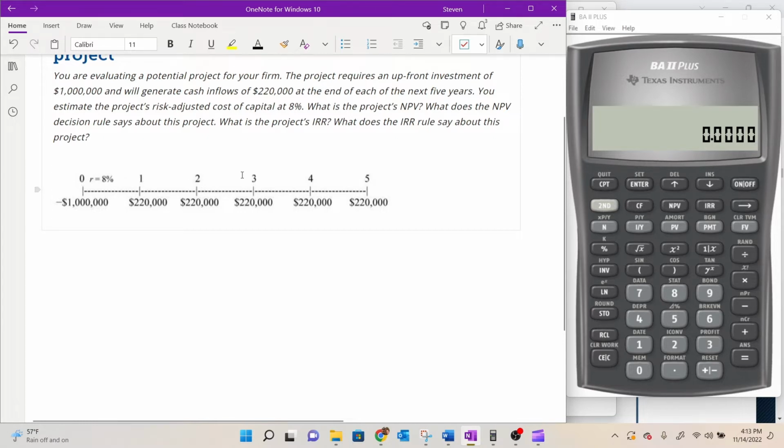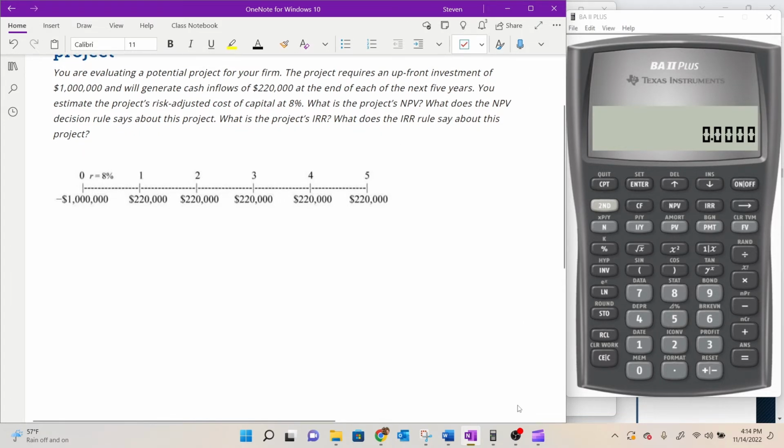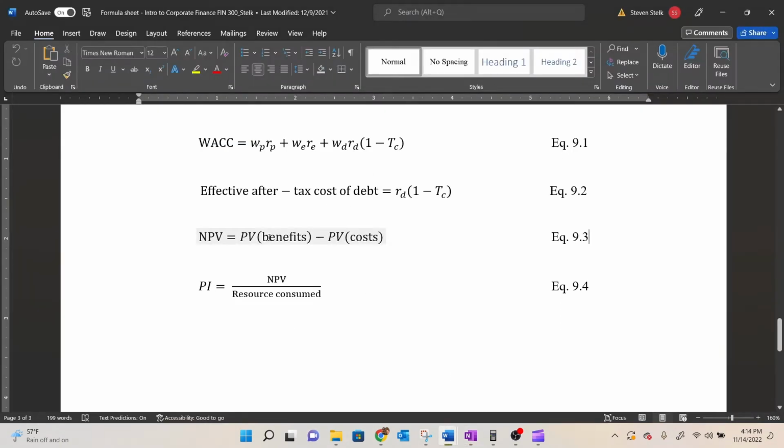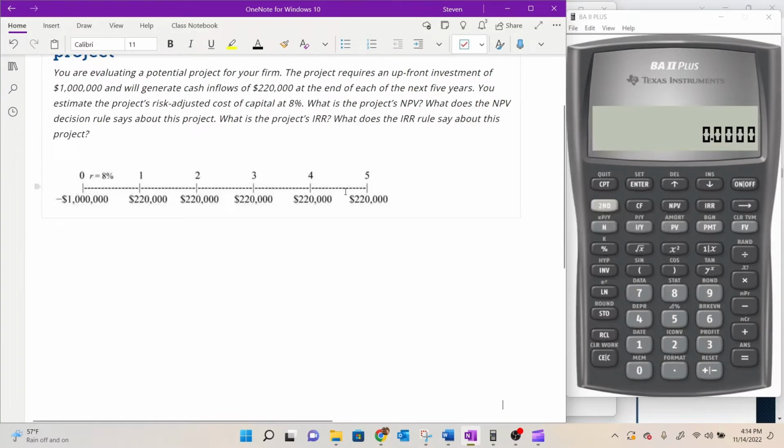All right, now we've got to calculate both the net present value, or NPV, and the internal rate of return, or IRR. Doesn't matter which one you do first. I'm going to start with NPV, since those two are closely related. Eventually what we're going to do is use this net present value definition, where net present value is equal to the present value of the benefits, that is the cash inflows, minus the present value of the costs, that is the cash outflows. So what I've got to do is figure out how to calculate the present value of the cash inflows, the present value of the cash outflows, and then look at the difference between those two.